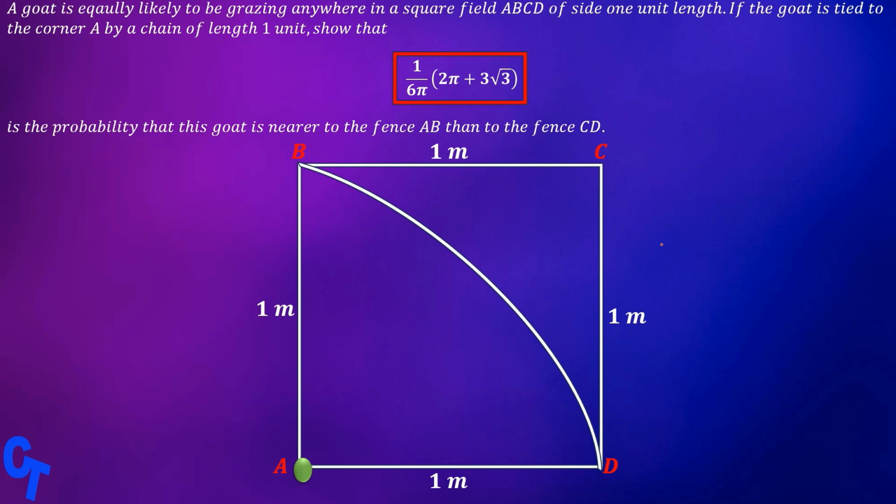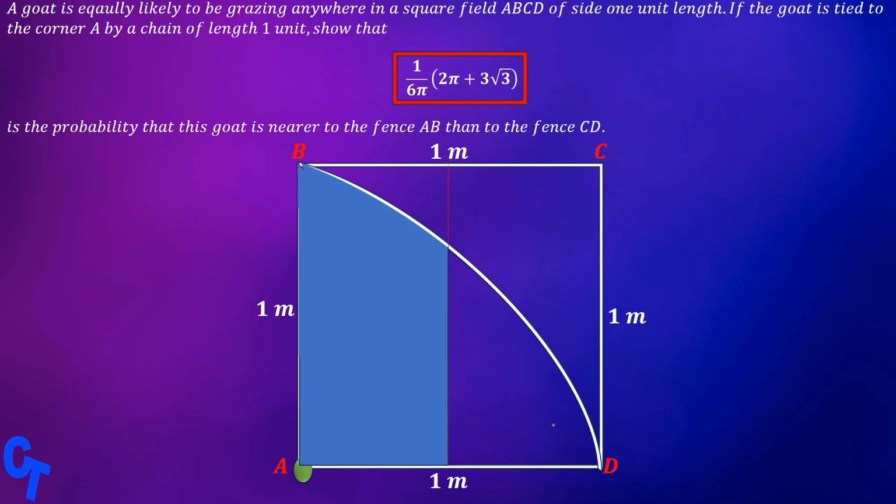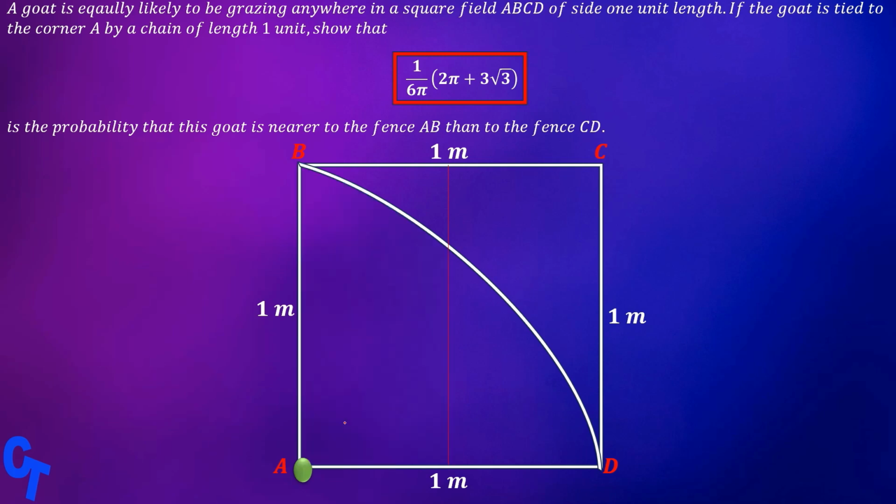First of all, let's divide this square. If we divide this square, we know that this is where we need the goat, right? We don't need the goat right here because this side is nearer to CD. This is the region that we want. So we're just going to apply areas of sectors, and after that we can find the probability.